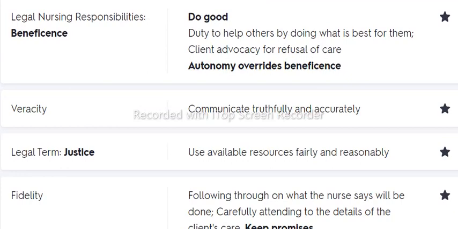Legal nursing responsibilities, beneficence. The good duty to help others by doing what is best for them. Client advocacy for refusal of care: autonomy overrides beneficence.